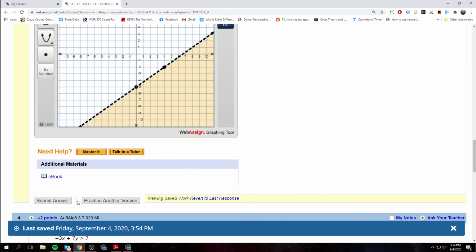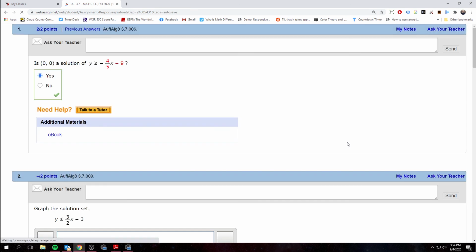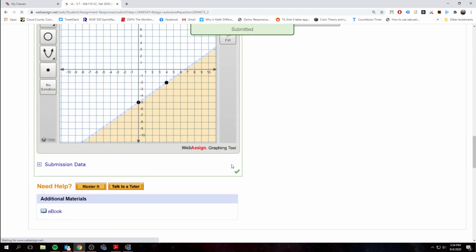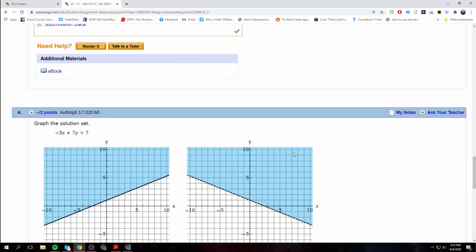Okay. I'm going to hit submit. And please give me a green check mark. Hooray, there it is. Okay, so you can kind of see how that works right there. Yeah, pretty much that's it.